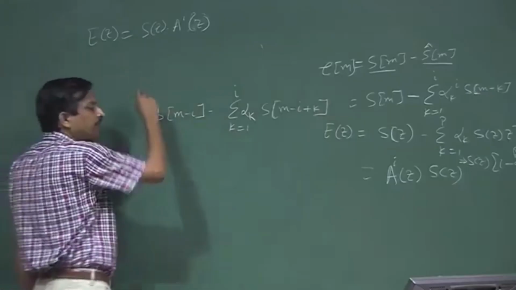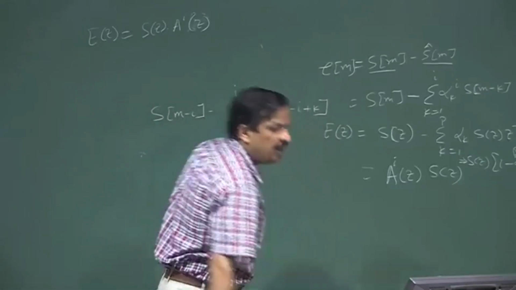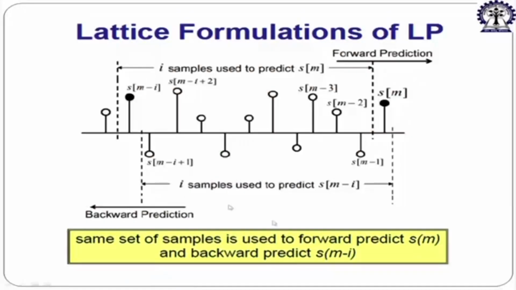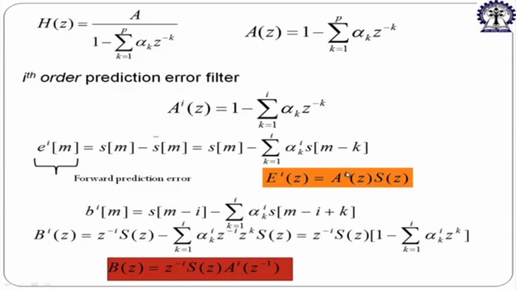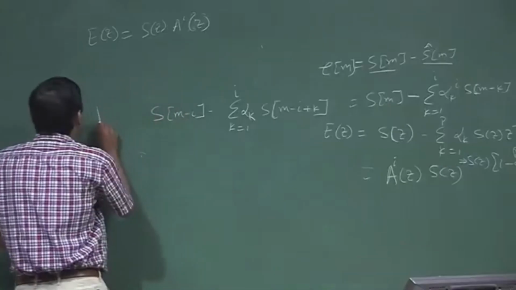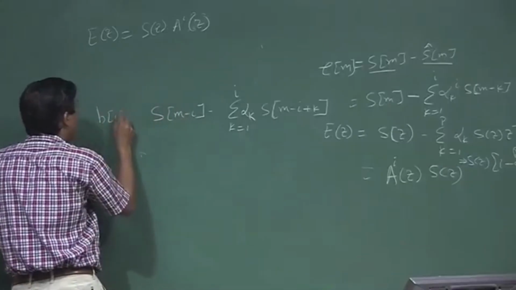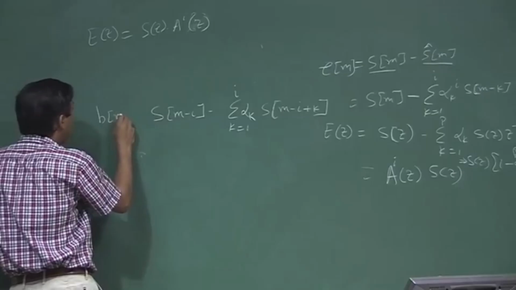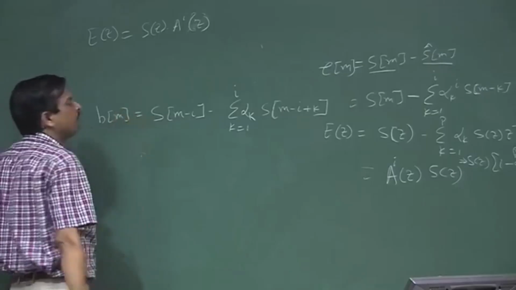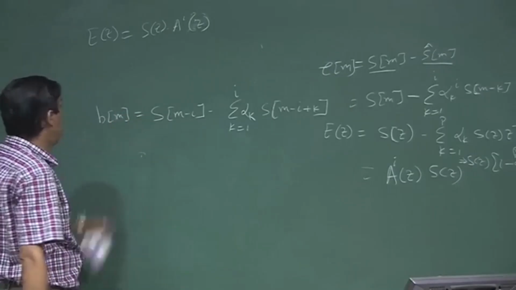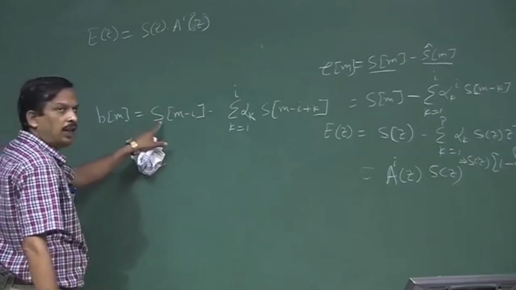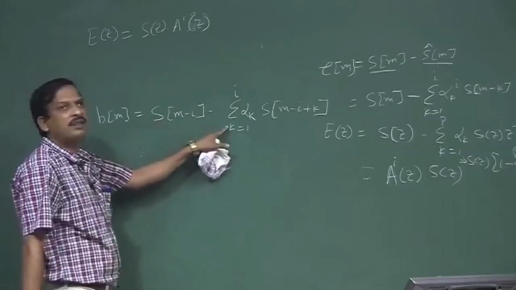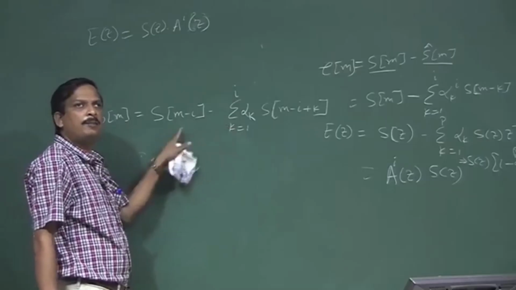I want to predict this s[m minus i]th sample from the previous samples. If it is that, then I can call this b[m]. So, b[m], the original sample minus the estimated sample value, is the prediction error.